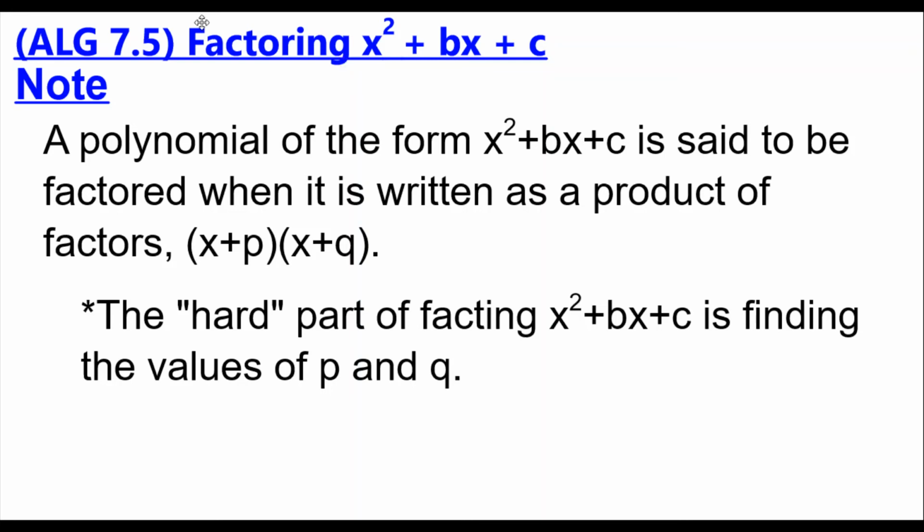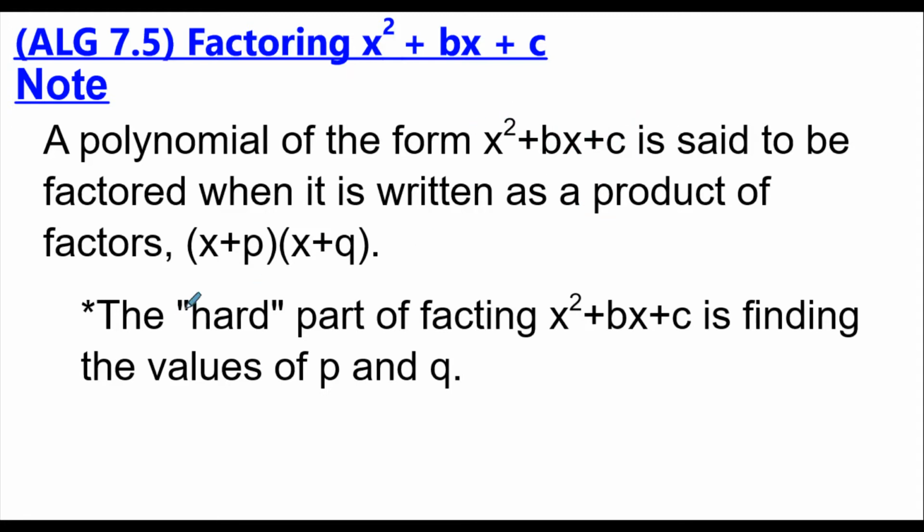This is lesson 7.5, factoring x squared plus bx plus c. So a polynomial of the form x squared plus bx plus c is said to be factored, that's our goal, factoring this trinomial, when it's written as a product of factors in this form, x plus p times x plus q. P and q will just be some numbers, so we're looking at figuring out what numbers have to go in for p and q to give us some trinomial where b and c are going to also be some numbers.